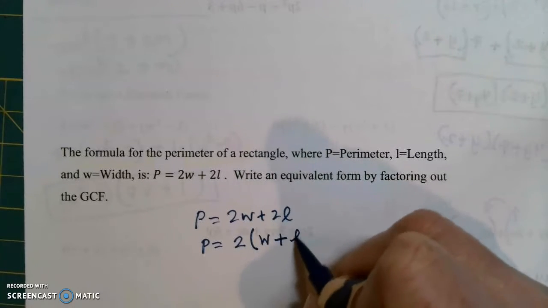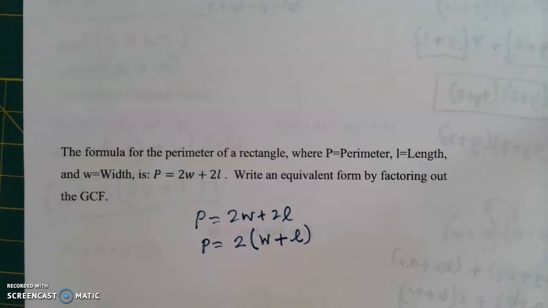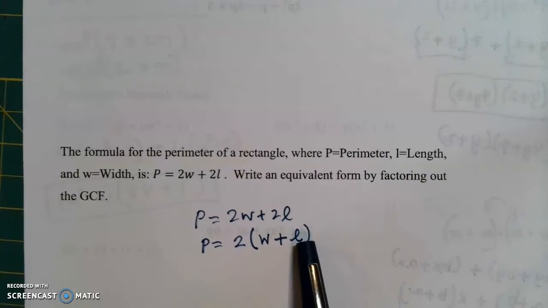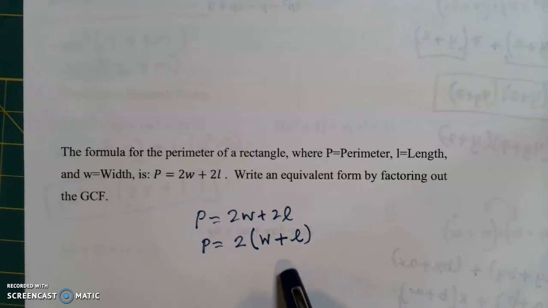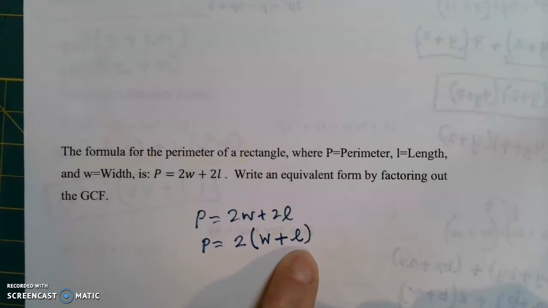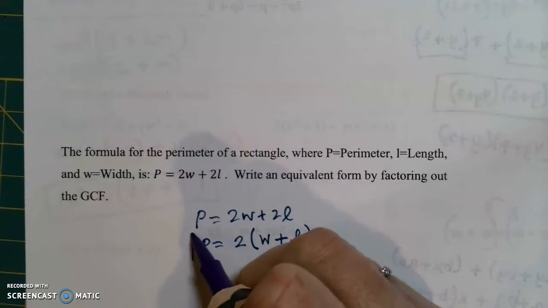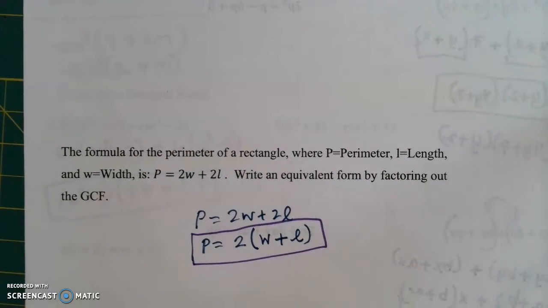And W plus L would be left behind, because if you multiplied the 2 back through, we'd get back to the original. And this is a nice form sometimes to use, because you can just add your length and width, and then double it to figure out your perimeter. And sometimes the mental math is a little bit easier. So that is the sum total of what you need to do for this one: just come up with a factored form.